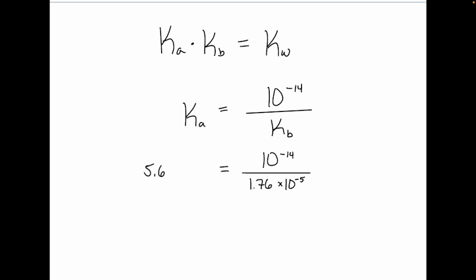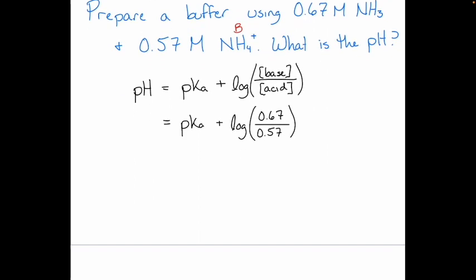All right, so 5.68 times 10 to the negative 10. I need my Ka for my Henderson-Hasselbalch equation. I couldn't find my Ka for my acid on my chart, but I had the Kb for my conjugate pair here. So I can always find the one that's missing as long as we're talking about conjugate pairs. Cool. All right. So then going back, now I have a Ka to use.